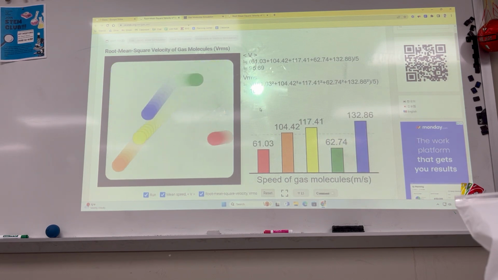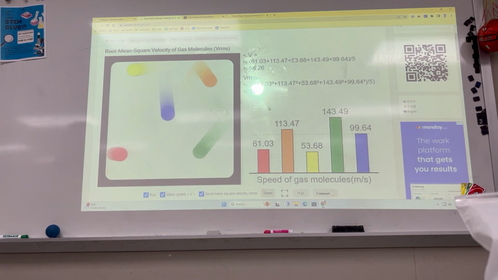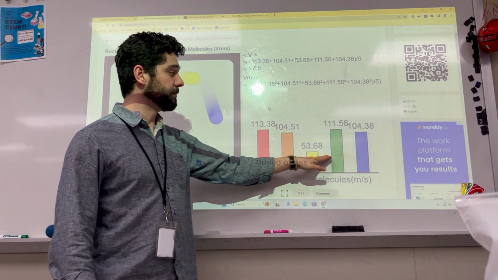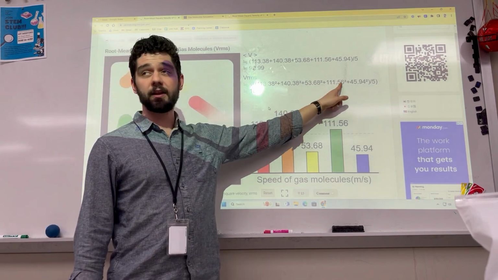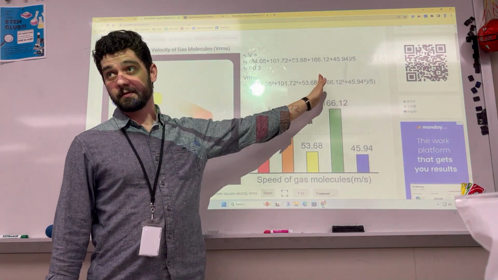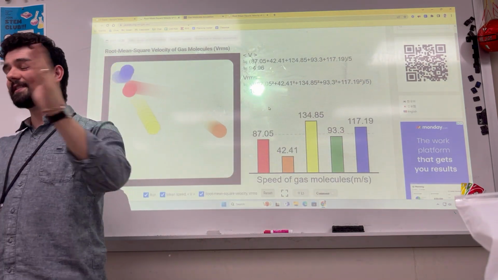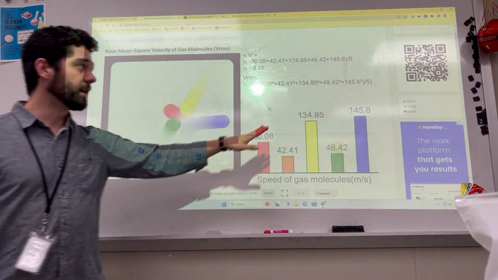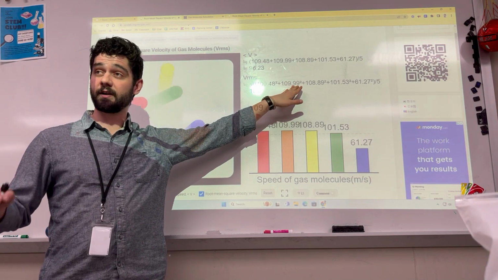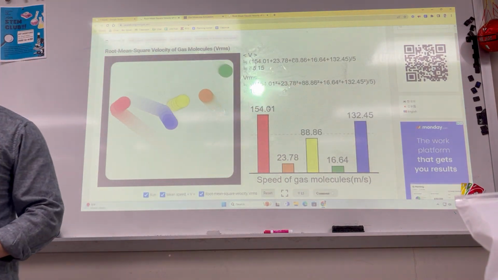How does the root mean thing work? So the way this technically works is you take every speed, you square them individually, add them up, divide by how many there are, and then take the square root of all that. Okay? It's just a different way of taking an average. You will not need to do this, which is why I'm kind of glossing over it. It's just a different type of average.